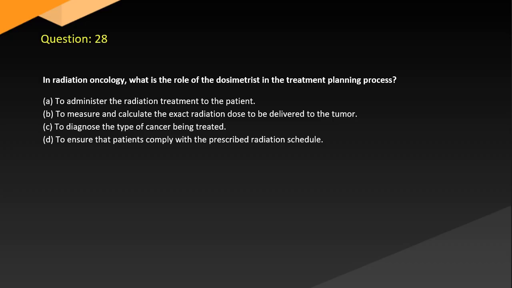Question 28. In radiation oncology, what is the role of the dosimetrist in the treatment planning process? A. To administer the radiation treatment to the patient. B. To measure and calculate the exact radiation dose to be delivered to the tumor. C. To diagnose the type of cancer being treated. D. To ensure that patients comply with the prescribed radiation schedule.